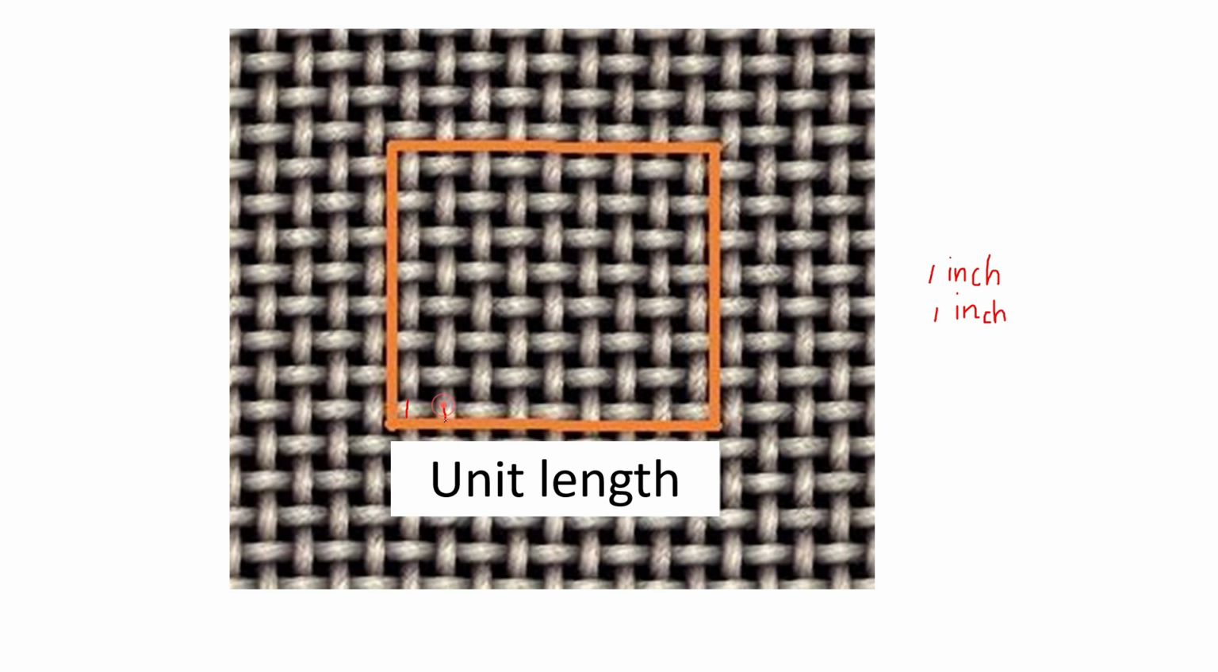Now I am going to count this. 1, 2, 3, 4, 5, 6, 7, 8, 9. There are 9 ends in 1 inch. Then 1, 2, 3, 4, 5, 6, 7, 8. There are 8 picks in 1 inch.